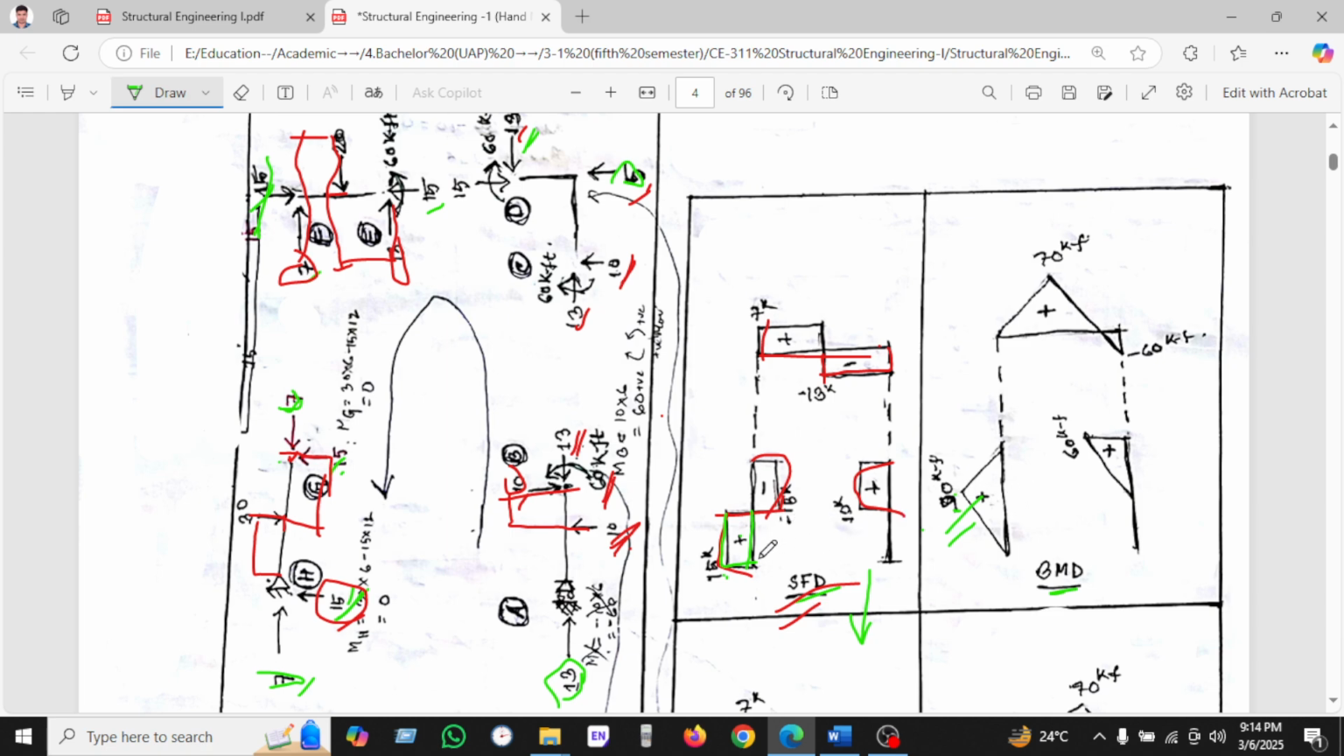And 90 is the positive part. This will be positive, and this 90 is negative, and it will go down as negative. This will be negative, so it will be 0 here. Okay.